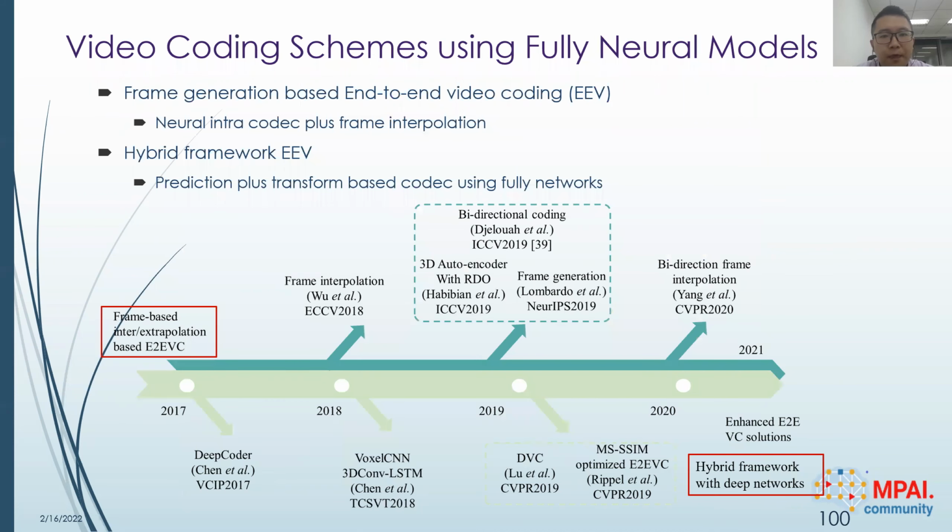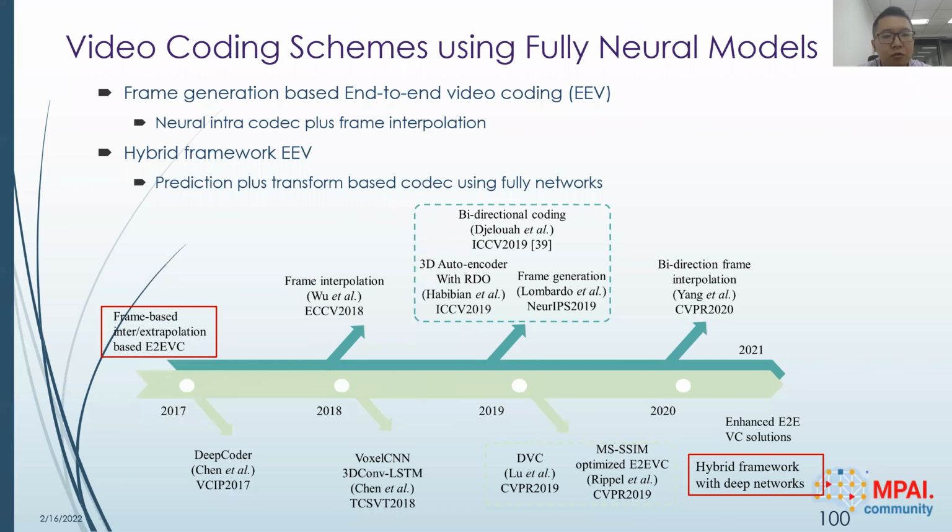However, in the MPAI EEV project, we plan to establish a novel standard using fully neural network models. The video coding schemes using fully neural network models have two typical schemas. The first one is the frame generation based end-to-end video coding. It typically uses the neural intracodec plus the frame interpolation method to generate the intermediate frames between some keyframes coded using the neural intracodec.